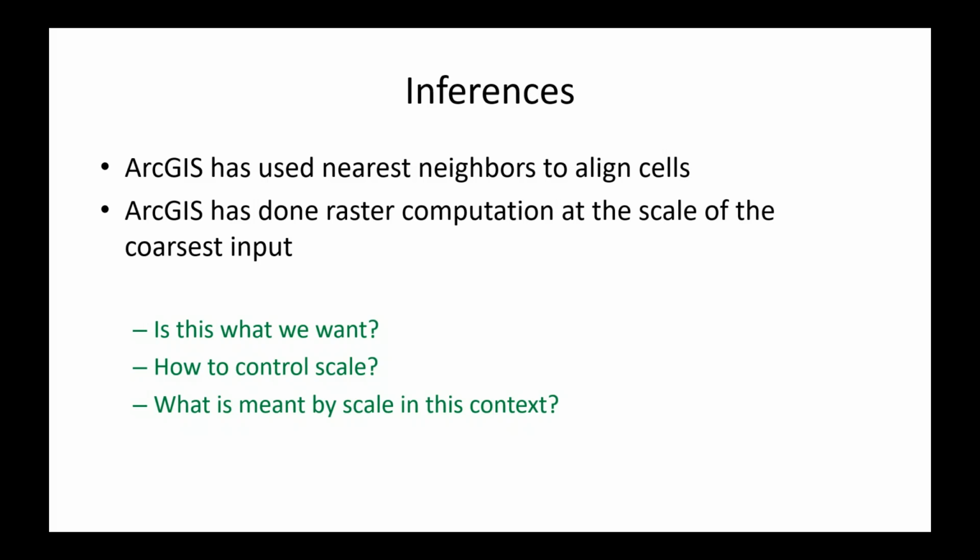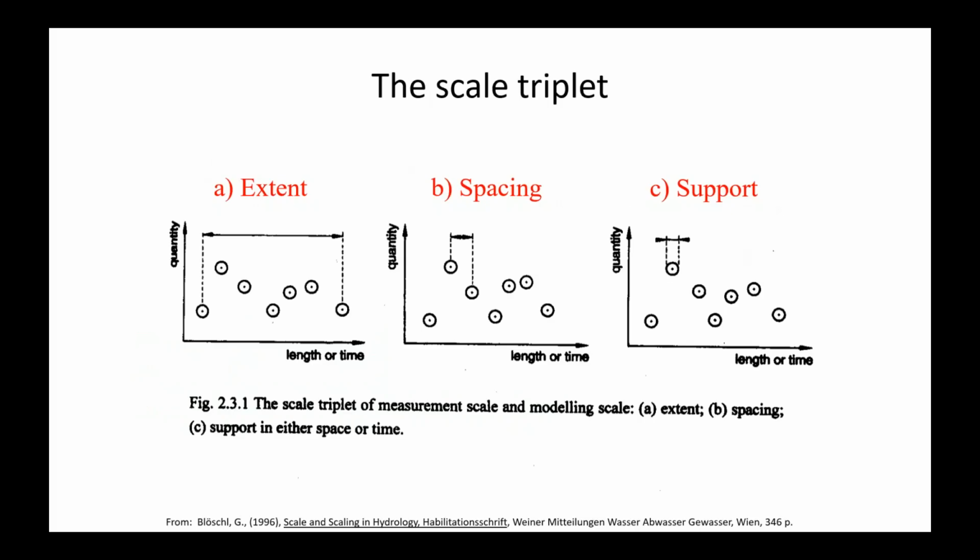And what is meant by scale in this context? So I wanted to talk a little bit about some of the theory that underlies scale and how we think about scale in terms of data. And this applies generally not only to geographic information, but other time series information, and that's used in research calculations. This is work that comes from Günter Bloschel and is referred to as the scale triplet.